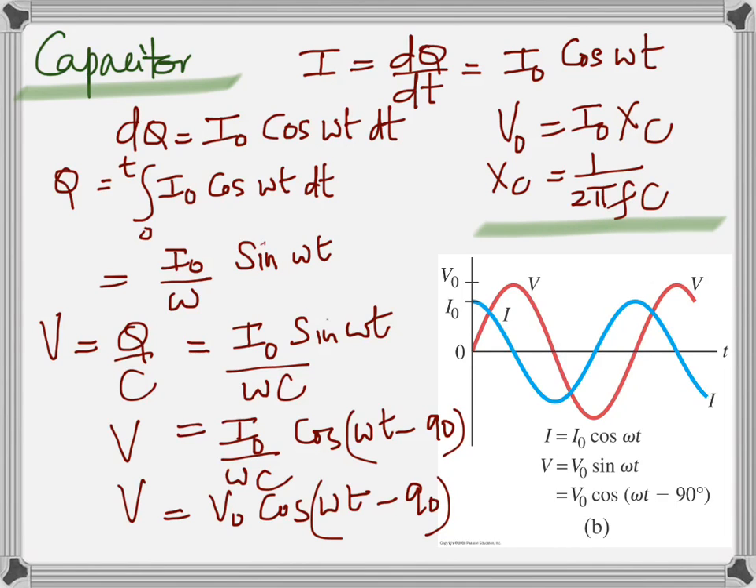Okay. I'm going to explain that. But first look at the graph. Isn't the graph different? The voltage is lagging here. Another thing. What about if f is 0? Then XC is going to be infinite.